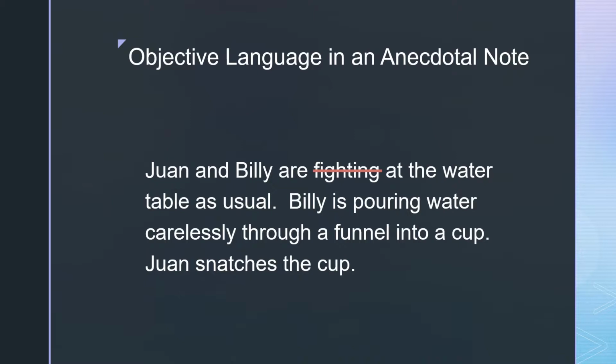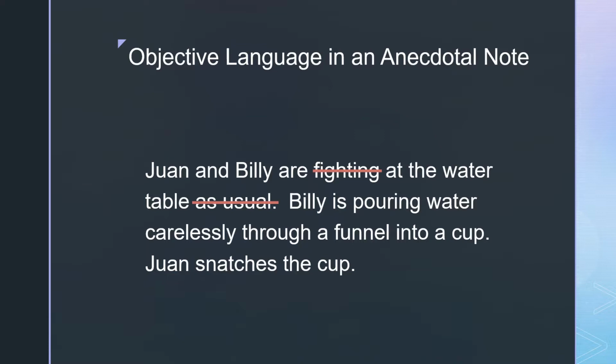The other thing that can go away in this first sentence is as usual. It's also absolutely unnecessary, and it sends a very clear message that the teacher is frustrated with this, that this is a constant interaction. Because we are not looking at a pattern of interactions here, as usual sways the reader into thinking that every time Juan and Billy are together at the water table, there's fighting, which may or may not be true when looking at a broader pattern of what's going on. So we can get rid of as usual.